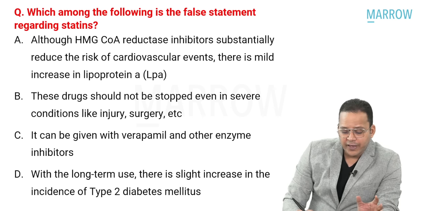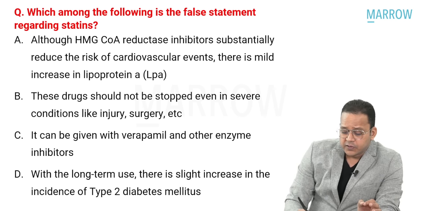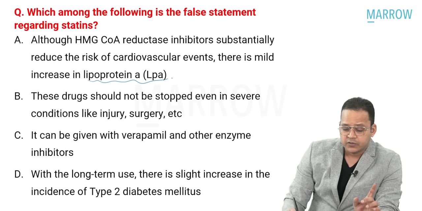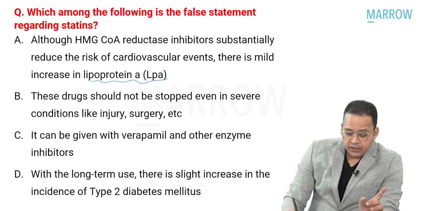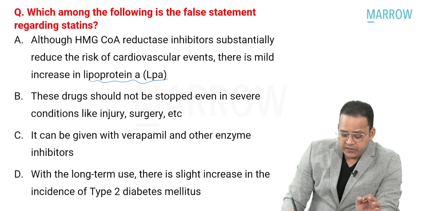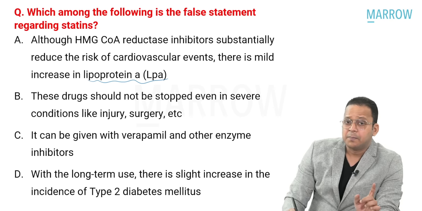Option A, although HMG coenzyme A reductase inhibitors substantially reduce the risk of cardiovascular events, there is a mild increase in lipoprotein A, right? So that is one option. Option B, these drugs should not be stopped even in severe conditions like injury, surgery, etc. Option C, it can be given with verapamil and other enzyme inhibitors. Option D, with long-term use, there is a slight increase in incidence of type 2 diabetes mellitus.